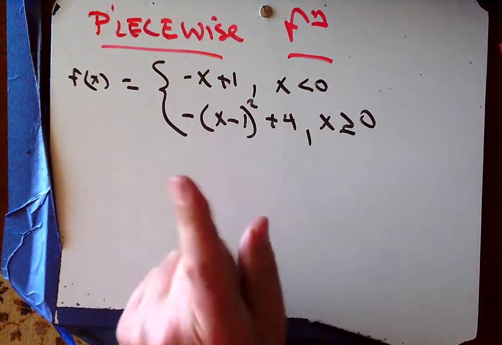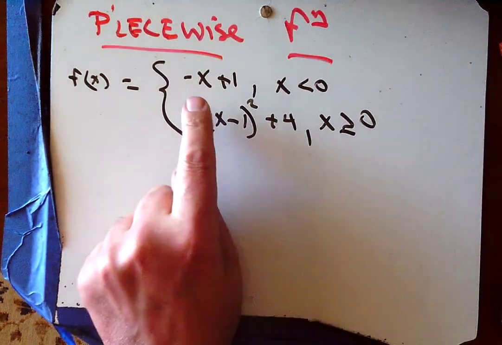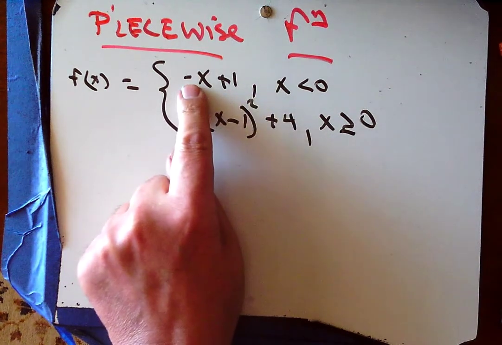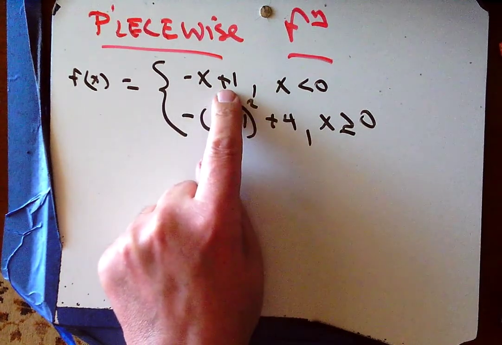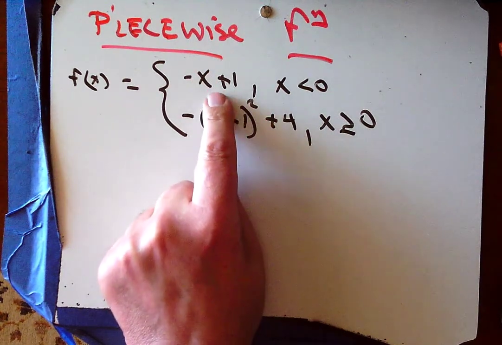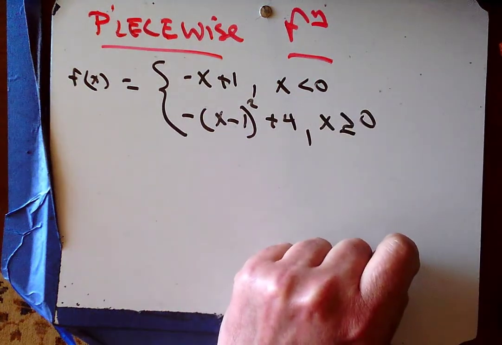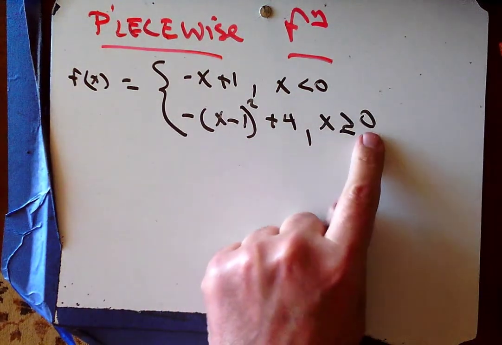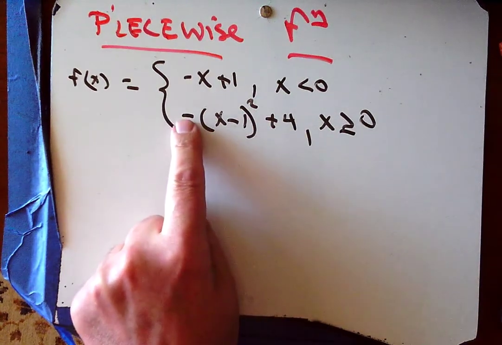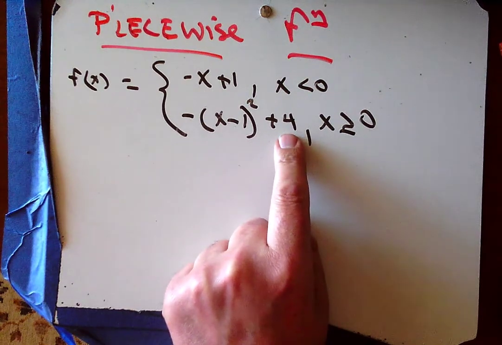Now, we know stuff about these pieces, and let's see how to read this notation. We know that this is a line, a linear equation with negative slope and a positive 1 y-intercept. So my graph looks like that negative sloped line for x values less than 0. For x values greater than or equal to 0, it looks like this parabola that's flipped upside down, shifted right 1, and up 4. Okay?